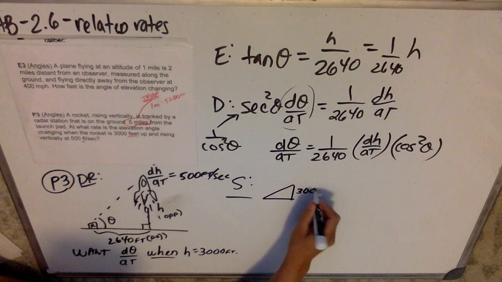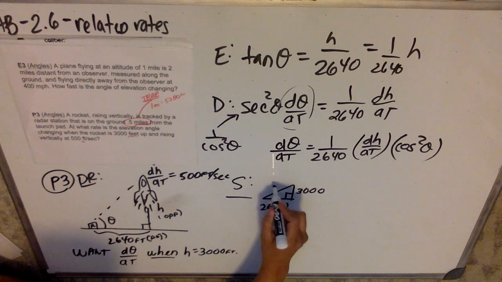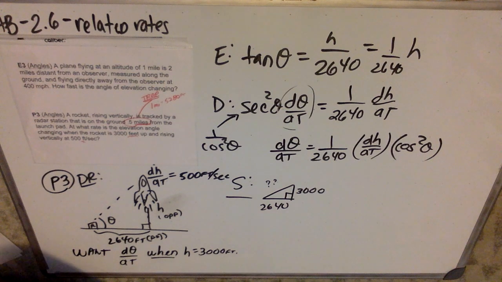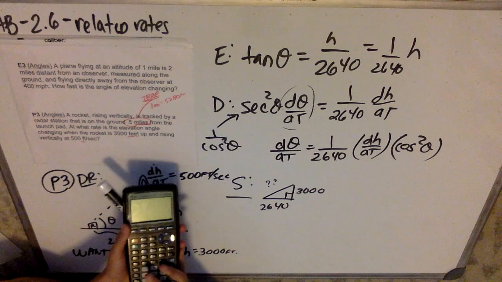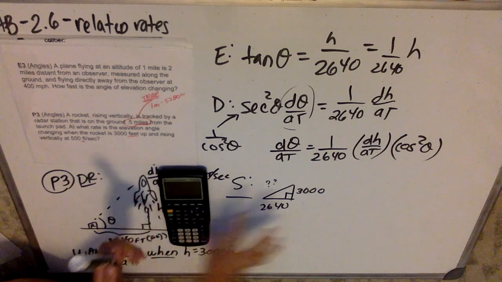So now when I go to substitute my specific stuff in, I'm substituting at the moment when this is 3,000, this is 2640, and this is a question mark that I'm going to have to find, right? Because in order to find cosine, I'm going to need to find that value. Now I'm going to own up to the fact that this is probably not a non-calculator problem with numbers this big. So I'm just going to own it and say, hey, go ahead and use your calculator. So I'm going to find this mystery side.